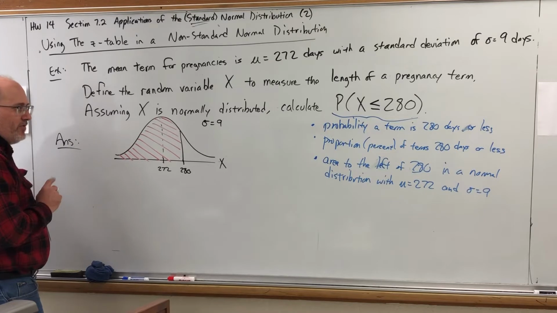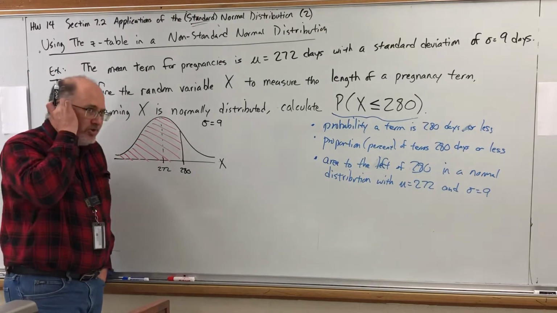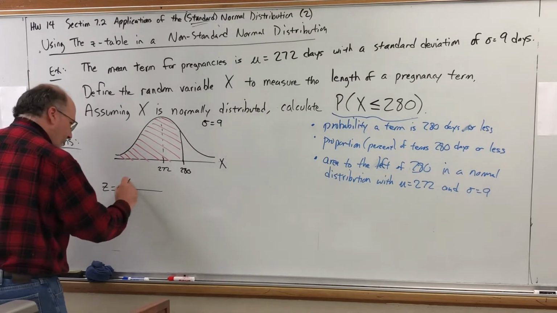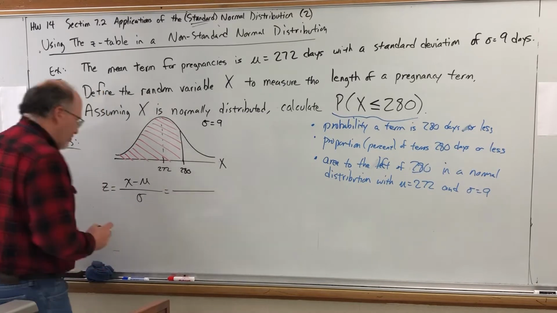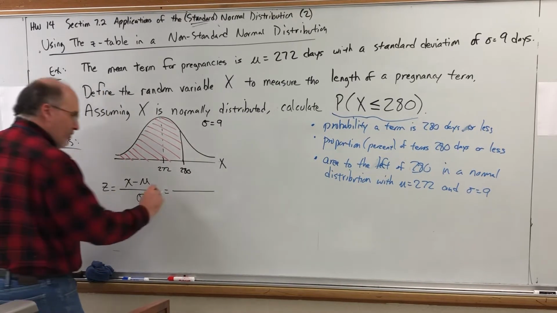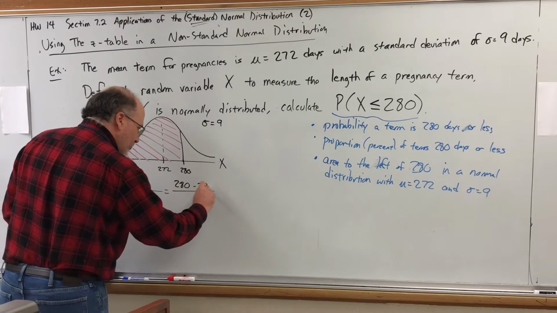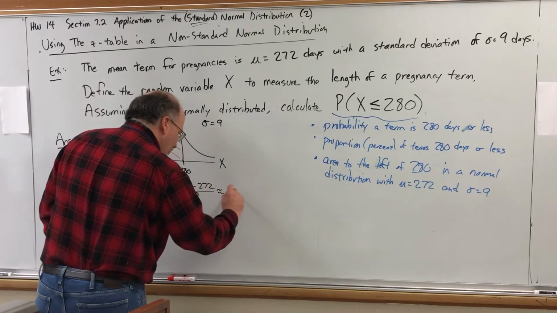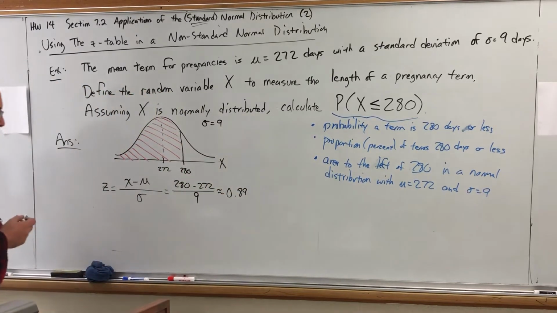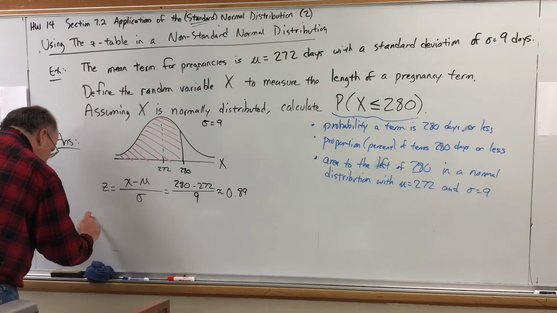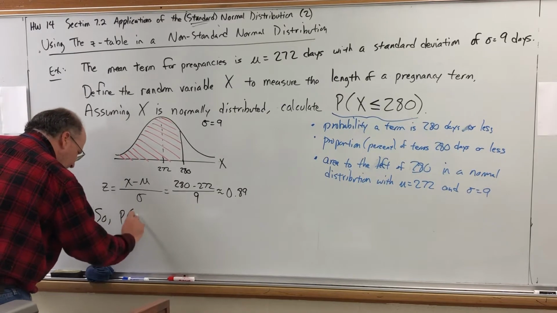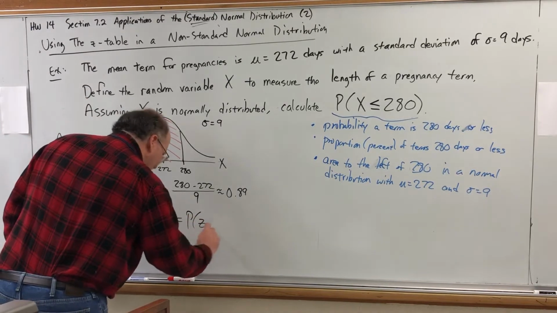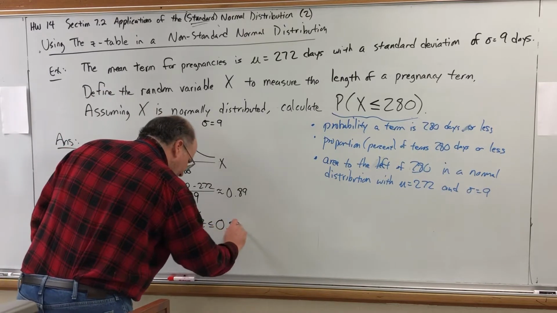Recall in the previous video that the z-score for 280 was 0.89. Let's go ahead and recalculate that real quick. To find the z-score, just subtract the mean from the value around which we're looking: 280 minus the mean, which was 272, and divide it by the standard deviation, which was 9, and that was about 0.89. What that means in the context of this problem is that the probability that X is less than or equal to 280 is equal to the probability that Z is less than or equal to 0.89.